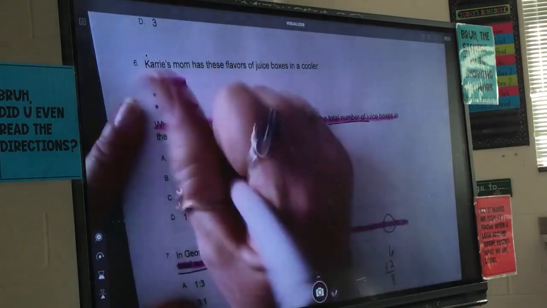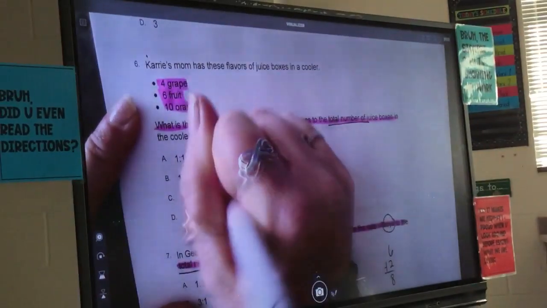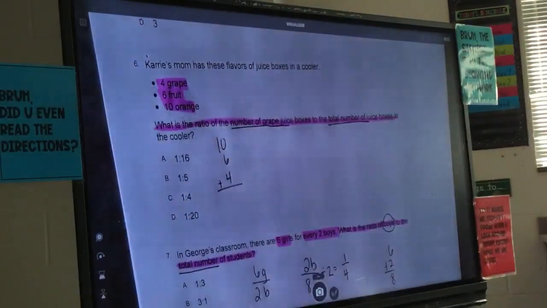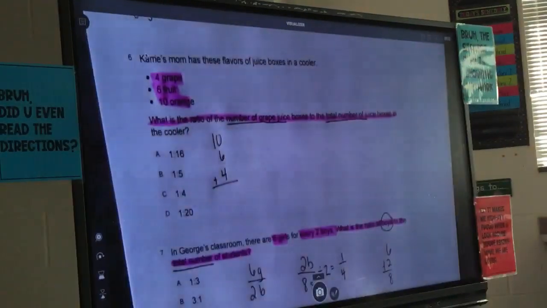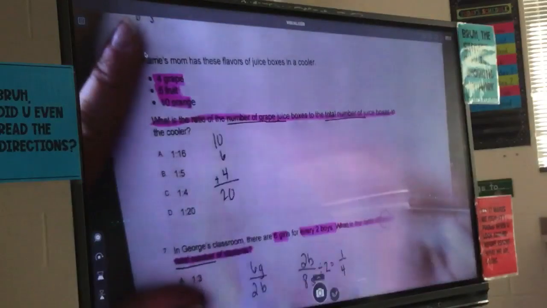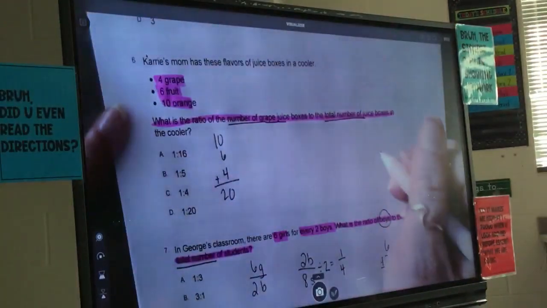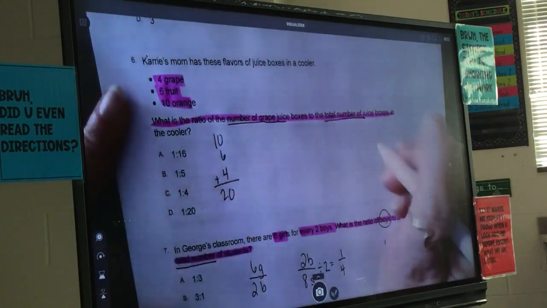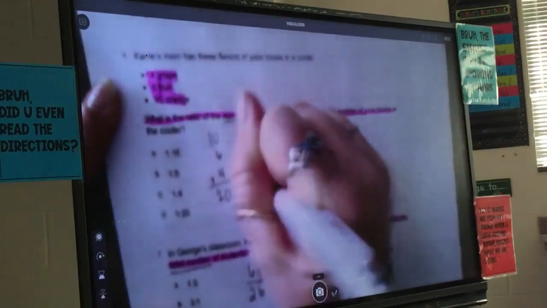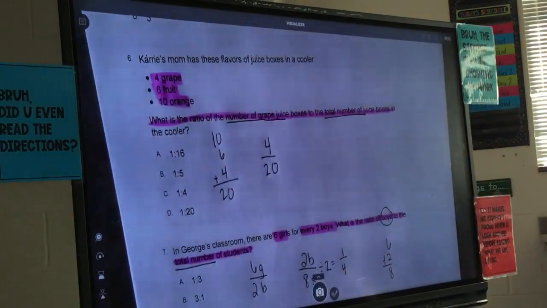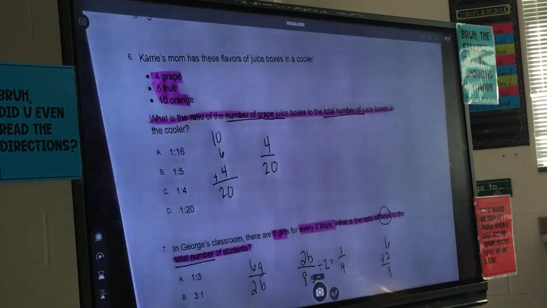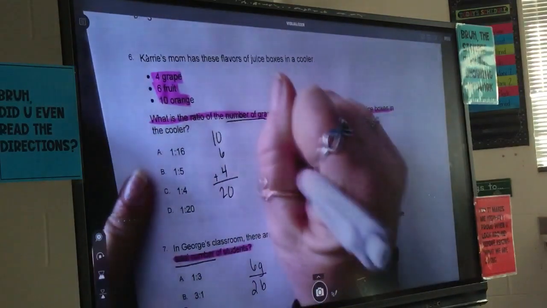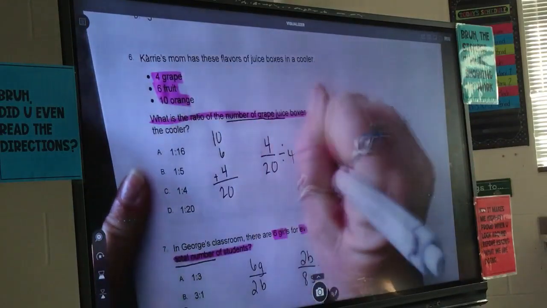So the first thing I'm going to do is do 10, 6, 4. I'm going to add those. Raise your hand and tell me what is 10 plus 6 plus 4. Kira, 20. All right, and then how many grape ones do I have? Summer. So I have 4 to 20. Is that an answer choice? No, it is not. What do I have to do with 4 to 20? Silas? Divide by 4. Which gives me 1 to 5.